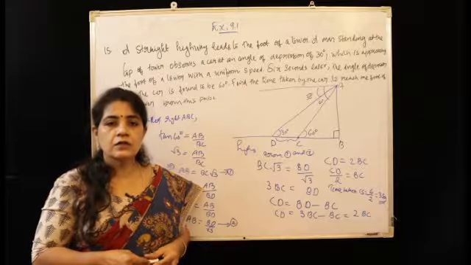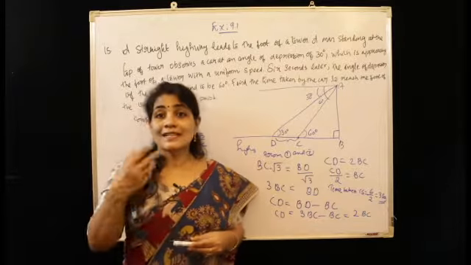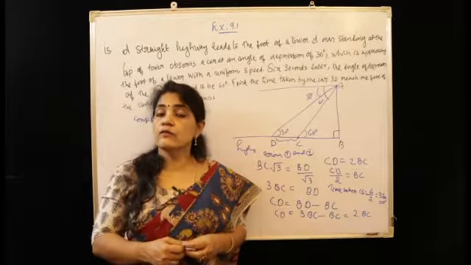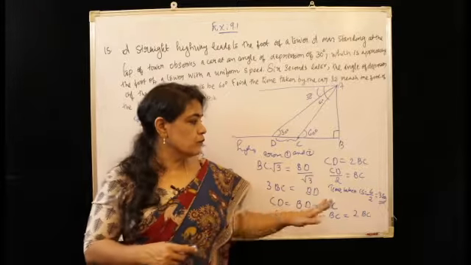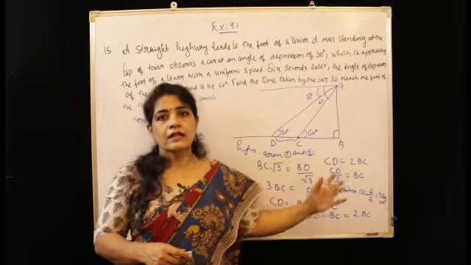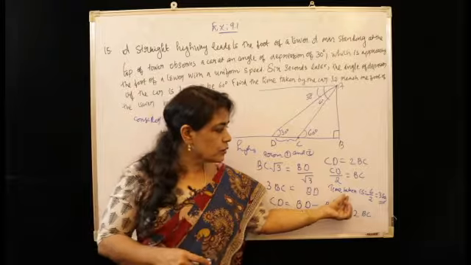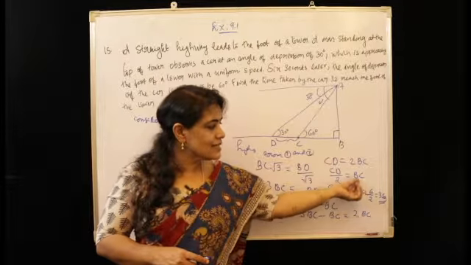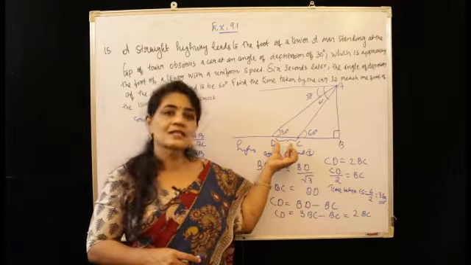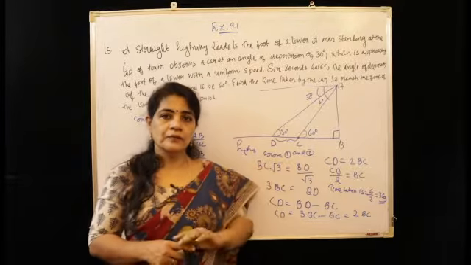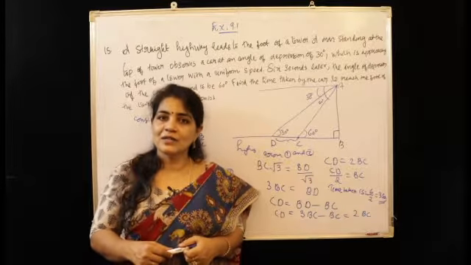Is it clear, children? The same problem can be done using speed equal to distance by time. That way also, but I think this would be the better way. You can easily get to the answer. The only thing is you should know BC is half of the distance CD, that much only. Now we are moving to the next question.